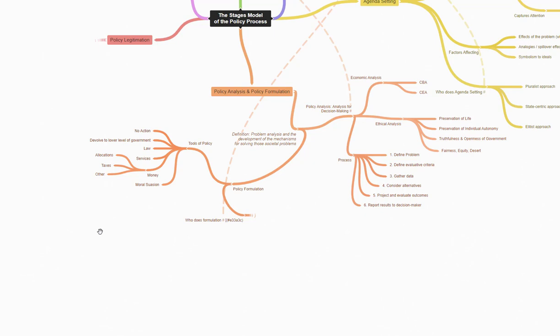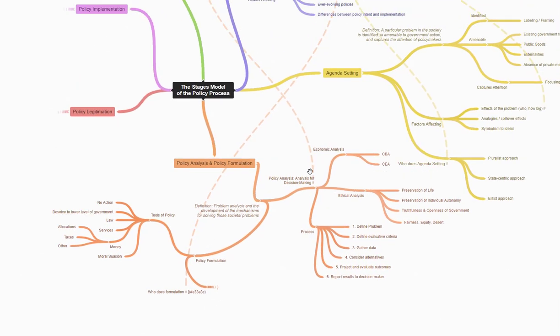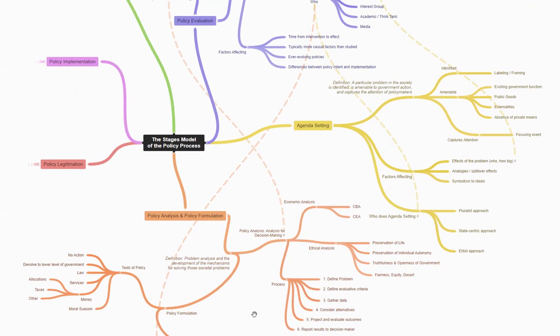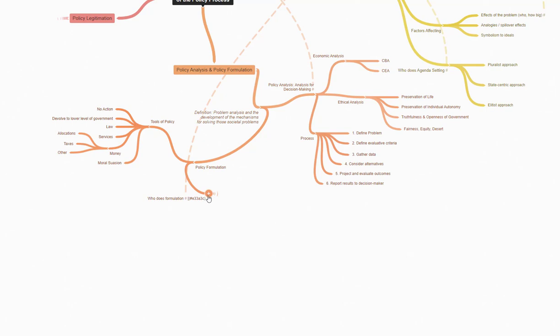So if you're a policymaker, you see this problem in society, and you think about what should we do about it, you've got a number of tools. You can ask another government to do it, you can write a law, you can provide a service, you can create financial incentives, you can just talk to people. Right, so who does this policy formulation? And you notice this who thing links back to the other who's, because there are similar sets of folks, right?